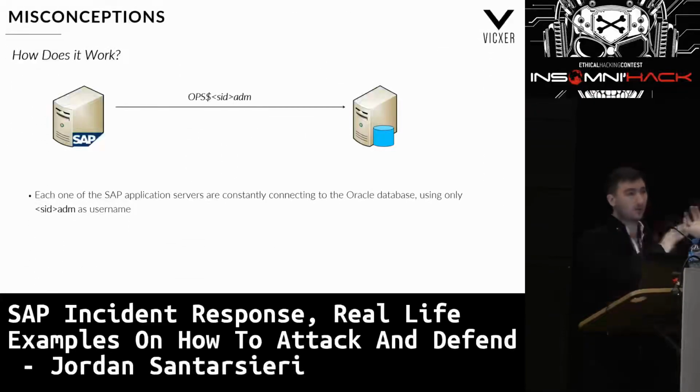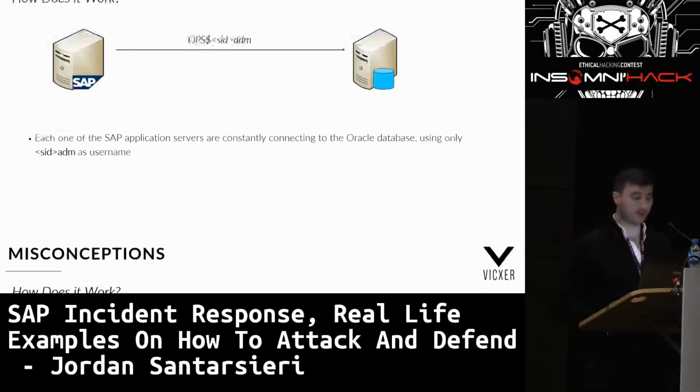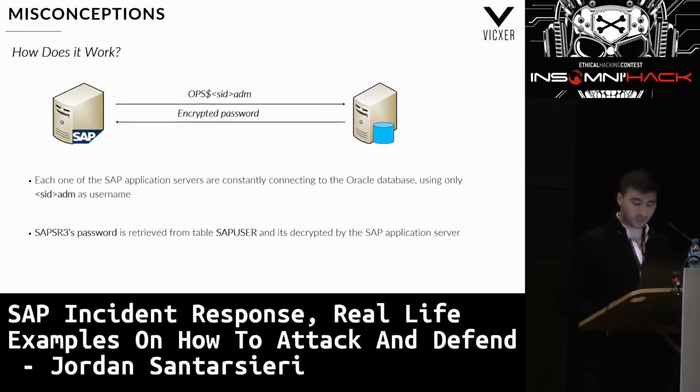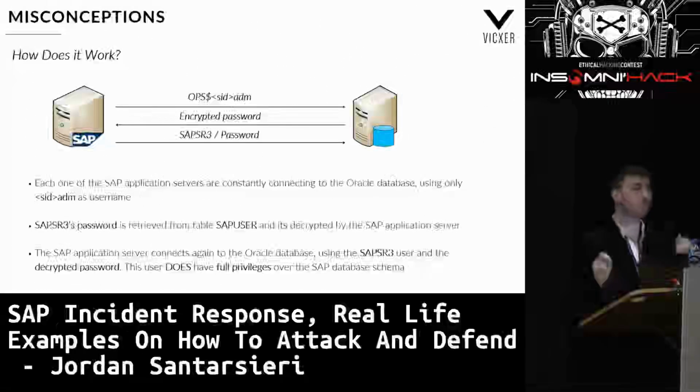First, all the application servers connect with this really special authentication mechanism to the Oracle database and say, hey, I am the SIDADM. I want to see the content of the SAPUSER table. So you receive the database user and the encrypted password. The application server will decrypt that password, and it will connect one more time to the Oracle database. Yes, it's weird. Why would it connect again if it was already connected? Well, it will connect again with this SAPSR3 user, and that user will indeed have full privileges over the SAP schema.